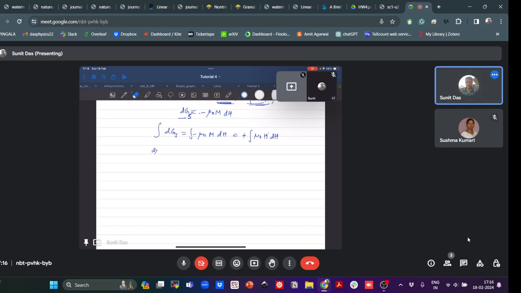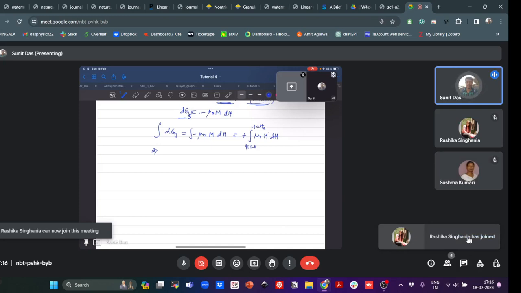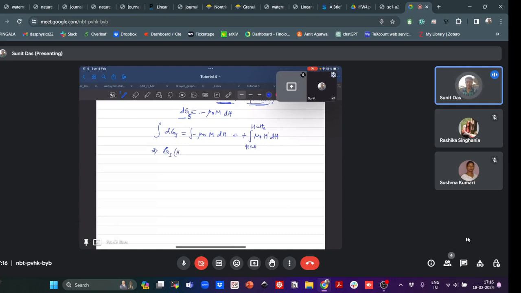Sorry, this was H equal to 0. Let's say I have H equal to 0 and I have applied some amount of magnetic field, or Hc, let's say. After integration, the superconducting free energy at magnetic field Hc minus G_S at 0 magnetic field will be mu 0 Hc square by 2, right? So this is, let's say, equation 2.